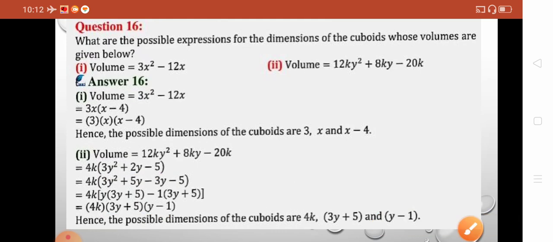That's all in the chapter of polynomials. The chapter is finished. Complete it in your classwork. In the next video we are going to start our next chapter. So till then complete the given exercise that is being solved and discussed here.